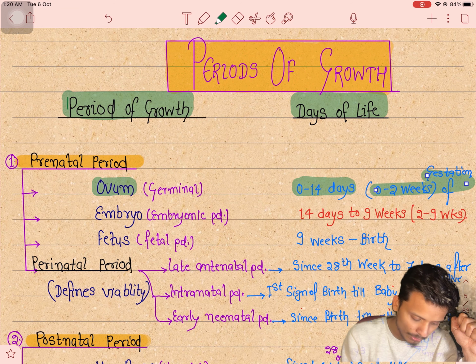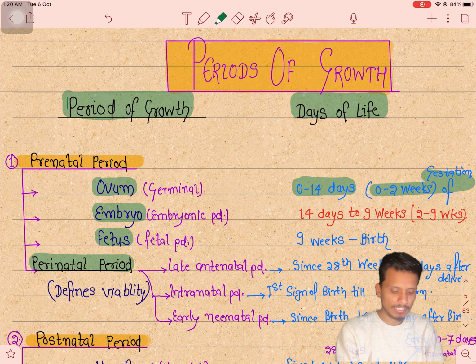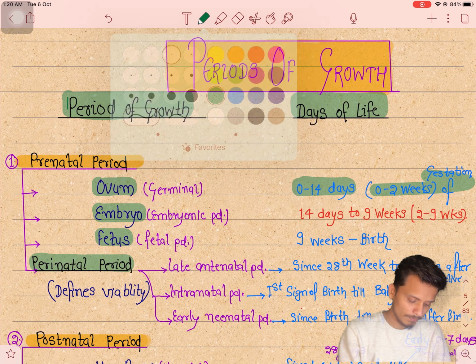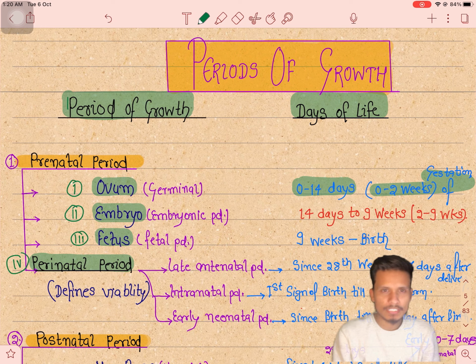Next one is the embryonic period, and next one is the fetus or fetal period, and inside the prenatal the other one is the perinatal period. So these are the four, and now I'm going to name them. The first one is ovum, the second one is embryo, the third one is fetus, the fourth one is perinatal. These are the four stages included inside the prenatal period.